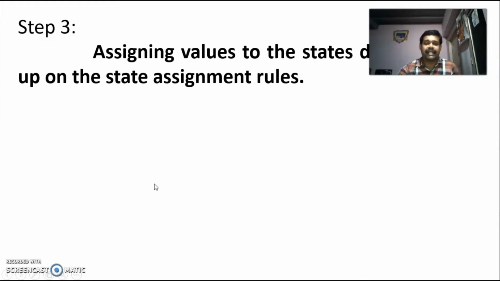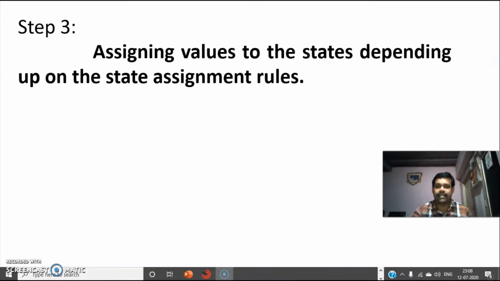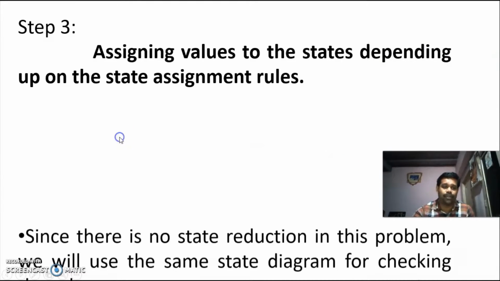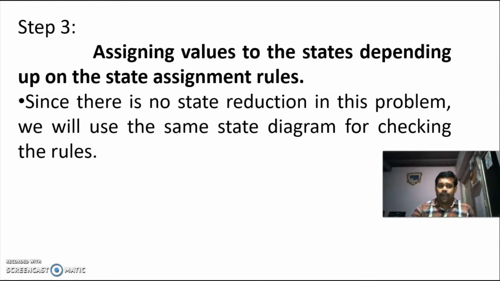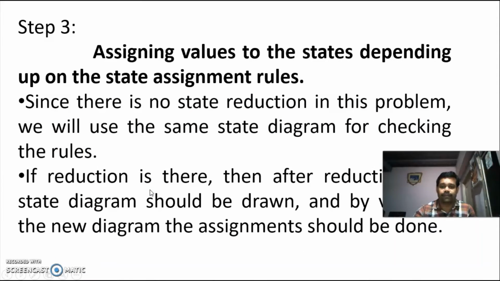So next is assigning values to the states. We have to assign the values to the states depending upon the state assignment rules. Since there is no state reduction in this problem, we can use the same state diagram that is given in the question for checking the rules. If there is state reduction, then after state reduction, you have to draw the state diagram again, then check for those rules.